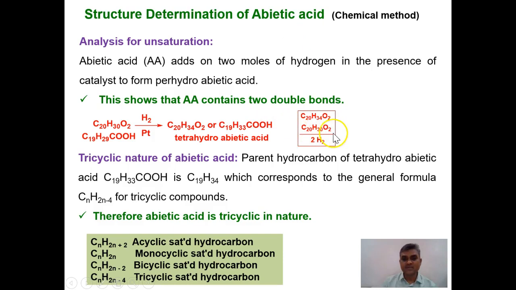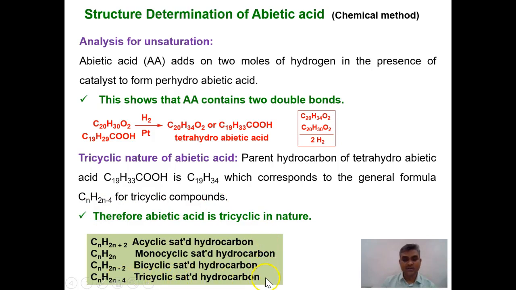Now, let us do some chemical arithmetic. The parent hydrocarbon of hydrogenated abietic acid, that is C20H34O2, or in other words C19H33CO2H, because we can rewrite the molecular formula in this way. Its parent hydrocarbon is C19H34, and C19H34 corresponds to the general formula CnH2n-4. Now CnH2n-4 corresponds to a tricyclic saturated hydrocarbon.